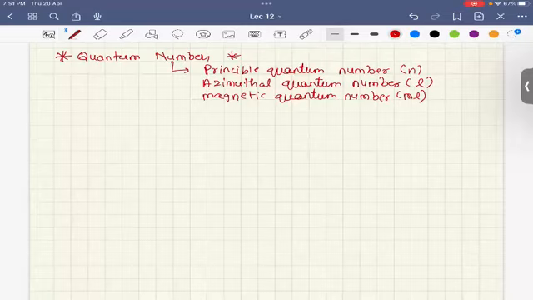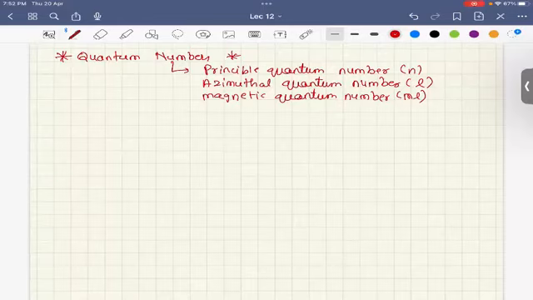The principal quantum number also helps in determining the average distance of an electron from the nucleus, right? That is, if n is equal to 1, that is the first shell, it is closest to the nucleus and has the lowest energy. As the value of n increases, the distance of the electron from the nucleus increases, and also the energy of an electron in that shell increases, right? Thus, the principal quantum number gives the average distance of the electron from the nucleus and the energy associated with it, right?